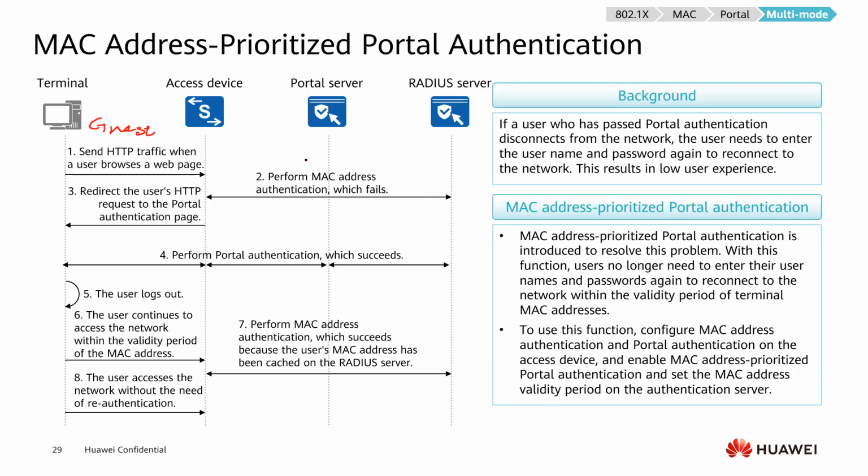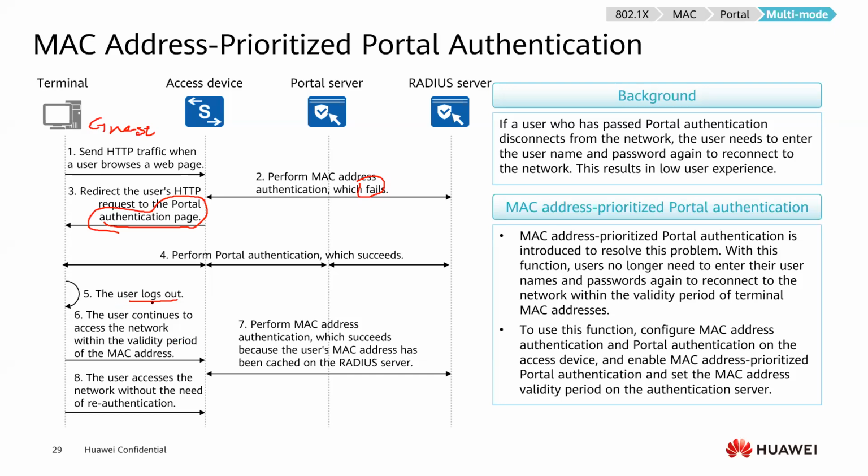So this first process fails, and then it will redirect the user's HTTP request to the portal authentication page. When the terminal gets to the portal authentication page, it will enter the username and the password and go through the portal authentication process, and then it will succeed. And sometimes when the signal is unstable, it will log out. The users can continue to access our network resources by going through the MAC address authentication.